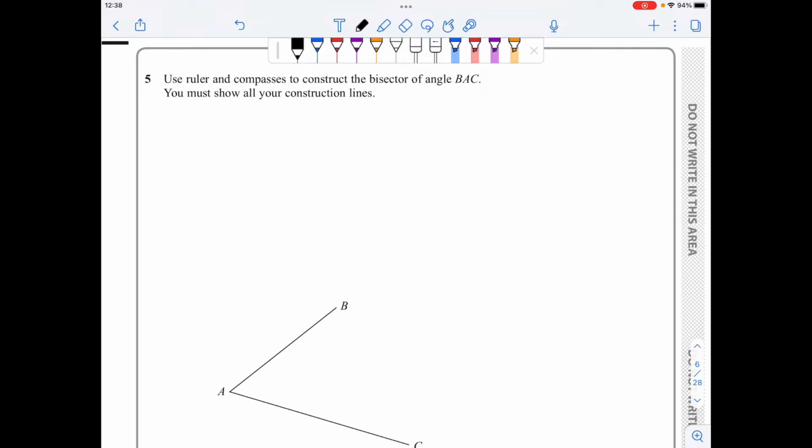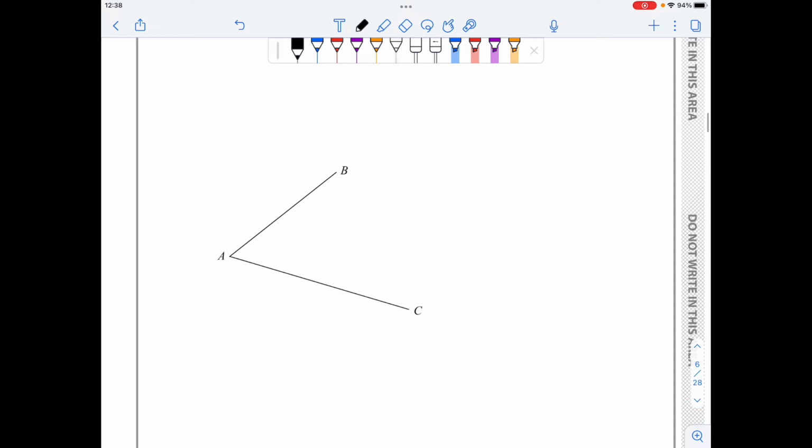In question 5, I need to construct the angle bisector of this angle. I'll start by placing the pin of the compass at A and drawing an arc that cuts both lines AB and AC. Let's label the points of intersection of this arc with AB and AC as P and Q. So now, using our compass again, we'll have to draw two new arcs, one with the pin of the compass placed at P and the other one at Q. These two new arcs must be with the same radius.